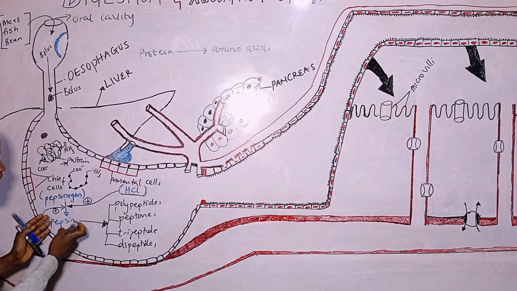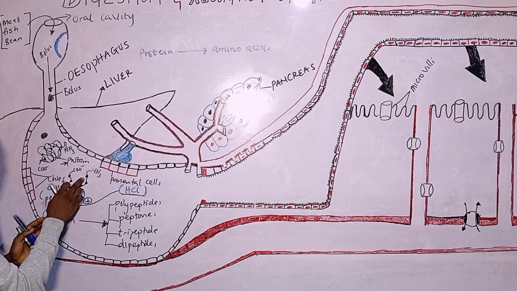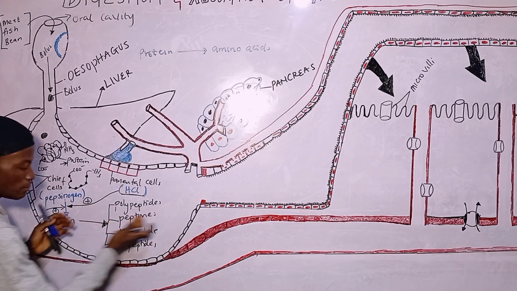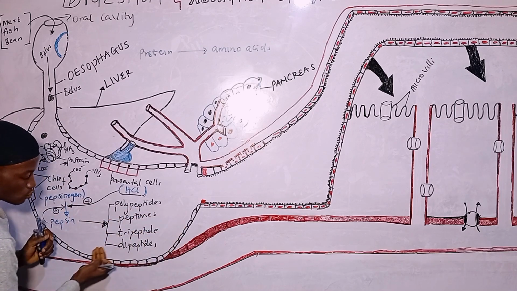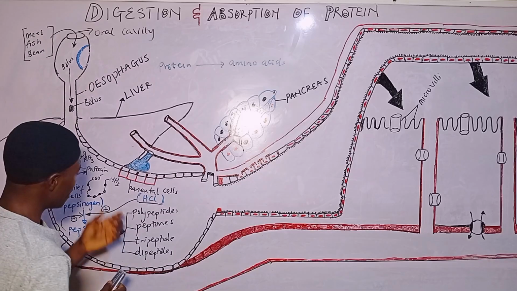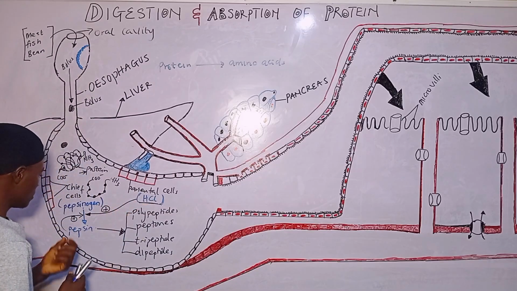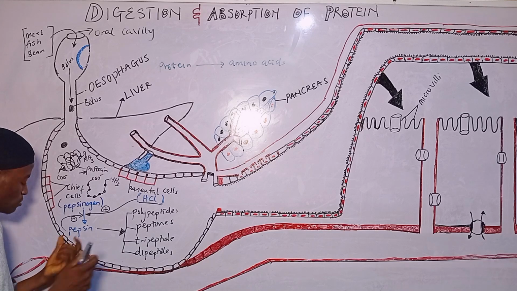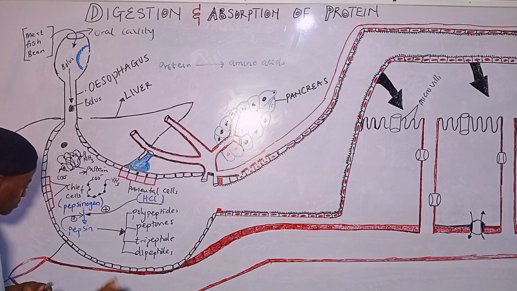So this pepsin actually helps to act on this protein that you're seeing here, converting it to polypeptides, peptones, tripeptides, and also dipeptides. That's basically what happens in the stomach after the action of the hydrochloric acid and also the pepsin. I want you guys to know one thing about pepsin.